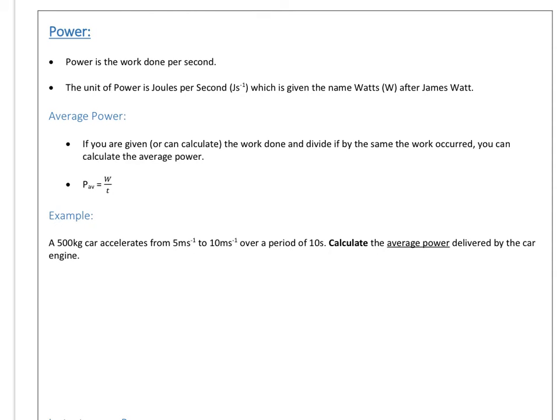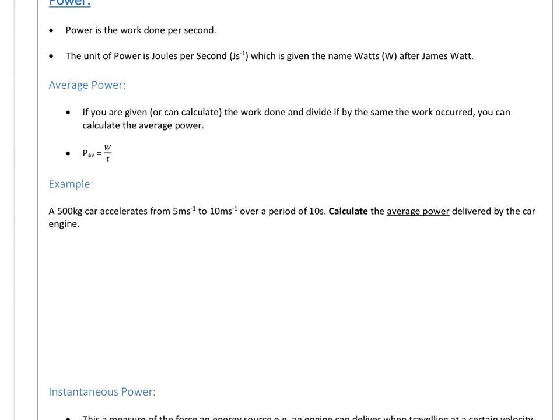So you'll come across two types of power, average power and instantaneous power. Average power is where you're usually given some energy change and the time in which that energy change happened. You're not necessarily given an indication of when in that period the energy transfer was, but from that you can calculate the average power, so change in energy over change in time. So let's give an example of that.